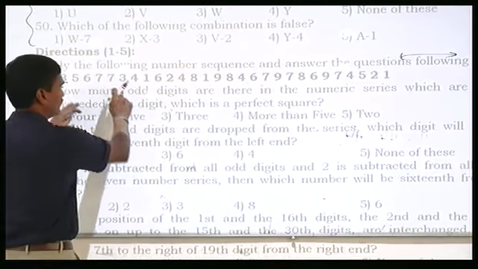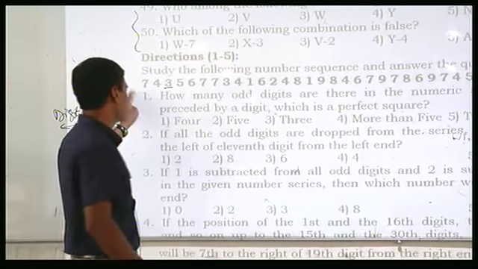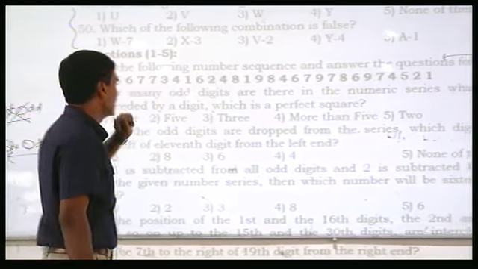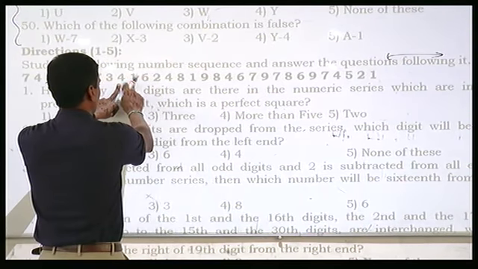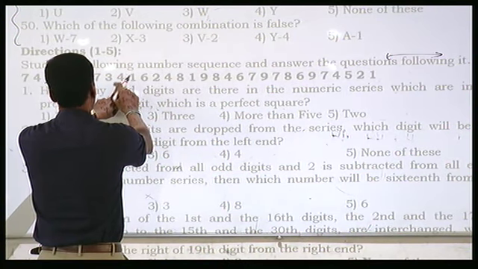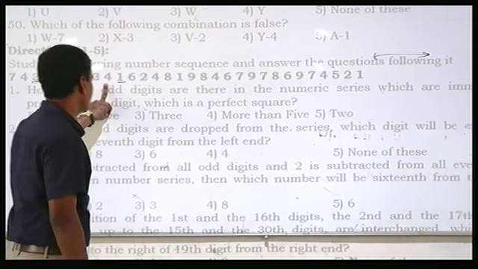What are squares? 1, 4, 9. Only 3 digits: 1, 4 and 9 are the squares. Check out for 1, 4, 9 rather than checking all the odd digits. 4 is here. Next one. Now here 4 is here, then 1. Then what is your answer here? 1 is an odd digit preceded by 4. Hence it is a perfect square.